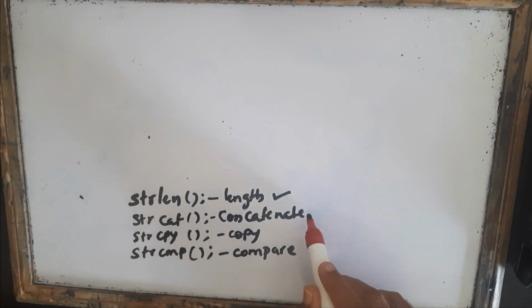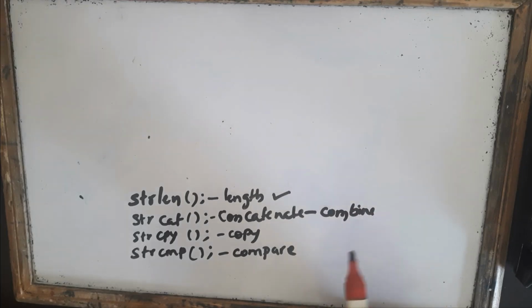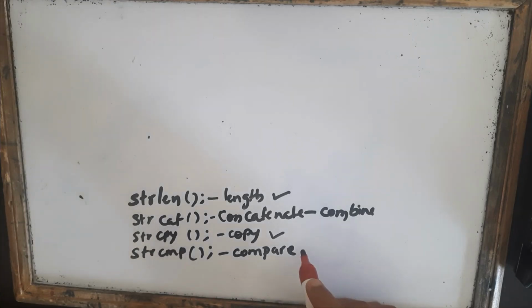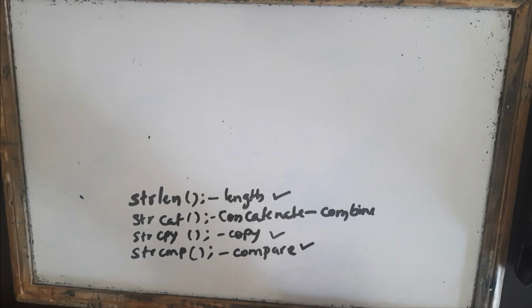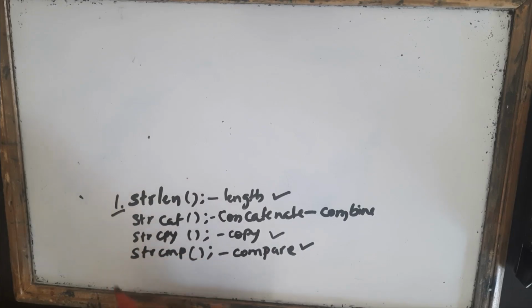Then the string concatenate. That means you can combine two strings, that means add two strings. A string copy. You can copy from one variable to other variable, that means from one character array to other character array. Or you can compare two strings and find the result. But first let's understand the string length.